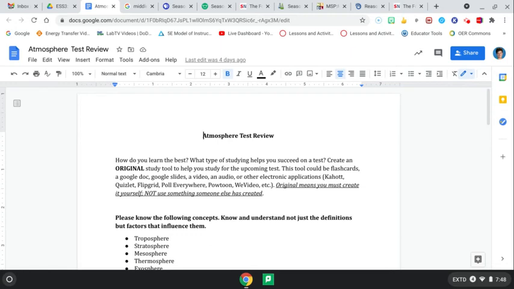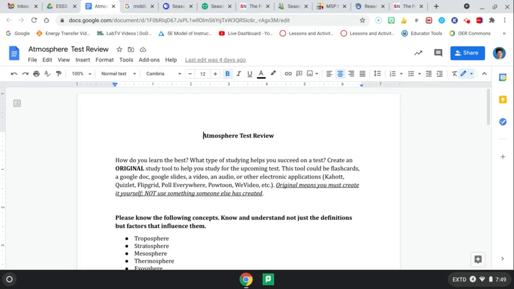So, how do you learn the best? What type of studying helps you succeed on a test? So go back to the previous test and did you perform as well as you had hoped? So there are two factors that could influence that: the amount of time you studied or the tool you used to study for the test. So let's take a look at the tool.